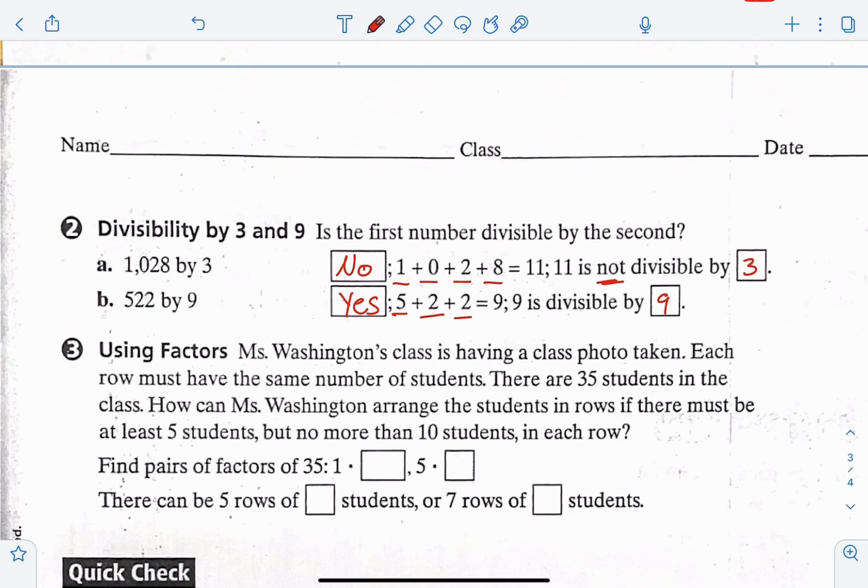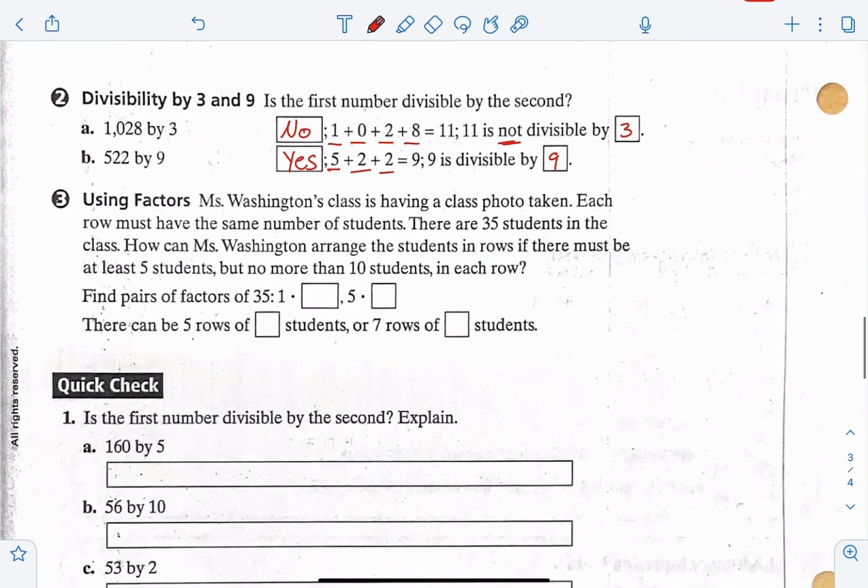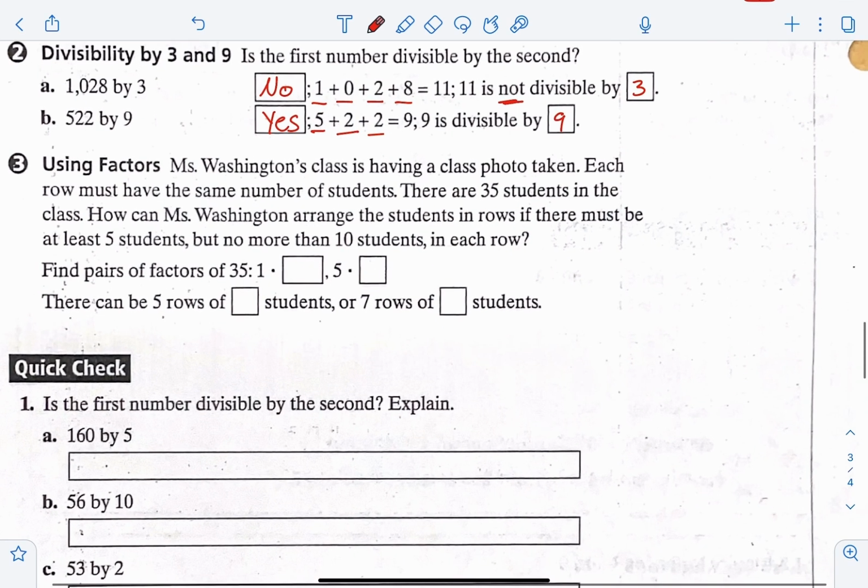Okay, so that's going to be a portion of your homework, is using the rules that we learned for the divisibility based off of 2, 5, and 10, as well as using the rules that we learned for 3 and 9. The other part of your homework, you're going to be making essentially lists of factors to help you solve the problems. So, an example of that, Miss Washington's class is having a class photo taken. Each row must have the same number of students. There are 35 students in the class. How can Miss Washington arrange students in rows if there must be at least 5 students, but no more than 10 students in each row?